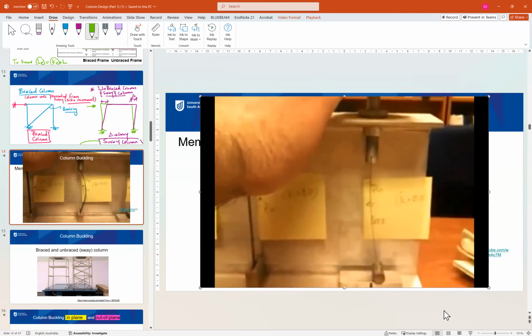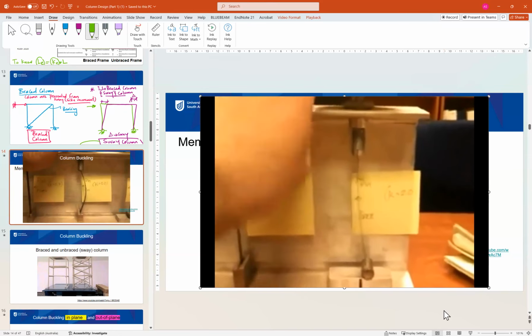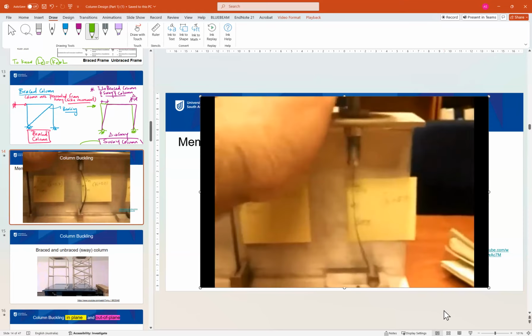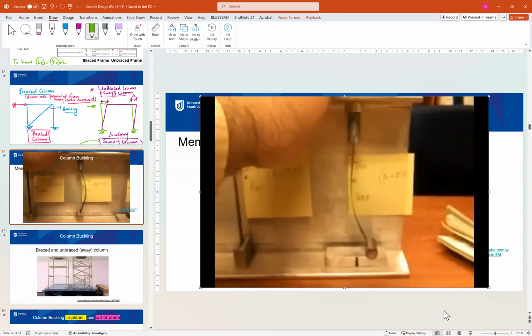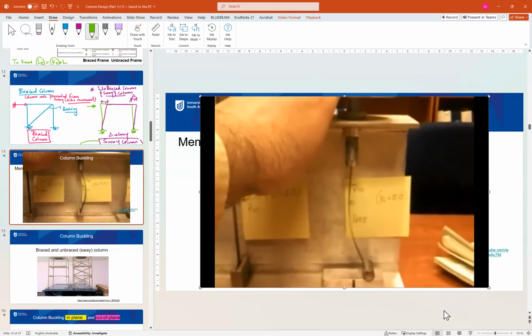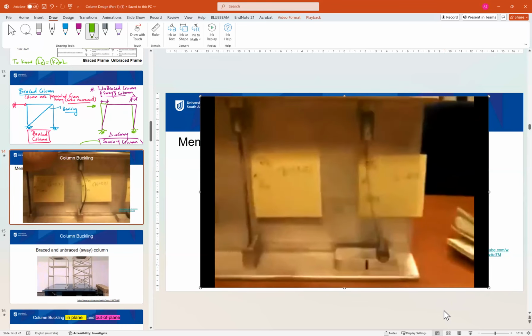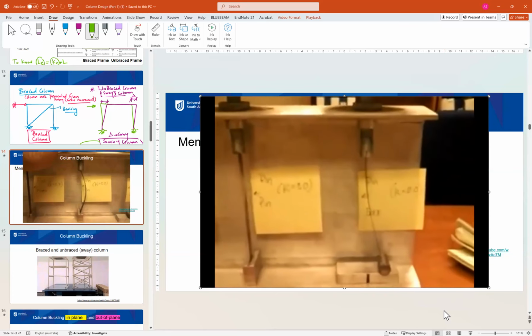But if we apply a little bit of a buckling load, we should see, that's not very good, we gotta go further. We should see our effective length factor of 2, the distance between inflection points. Once we take this shape and invert it on top, we would get a total effective length of 2 times L.